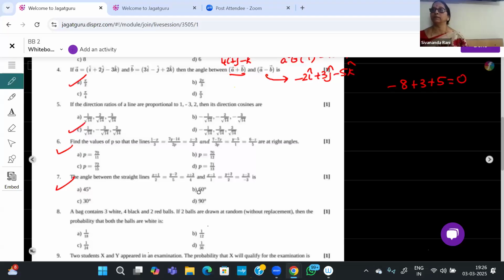Did you complete? Okay. Yes. First one, what is the answer? 70 by 11. A. Very correct. 70 by 11. Did you all adjust the denominator?